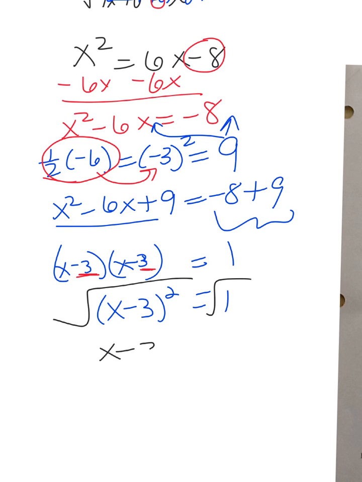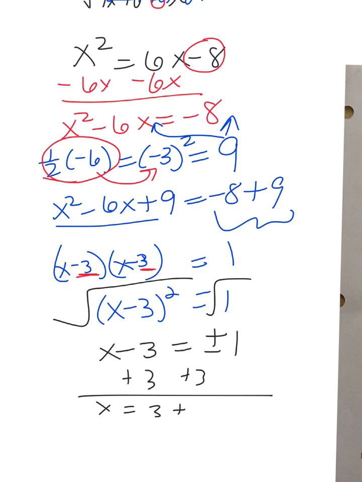So I get x minus 3 is equal to plus minus the square root of 1, which is 1. Don't forget that plus minus. And then I will add 3. So I get x is equal to 3 plus minus 1. I'm going to split it now because I have 2 roots. x equals 3 plus 1, which is 4. And x equals 3 minus 1, which is equal to 2.